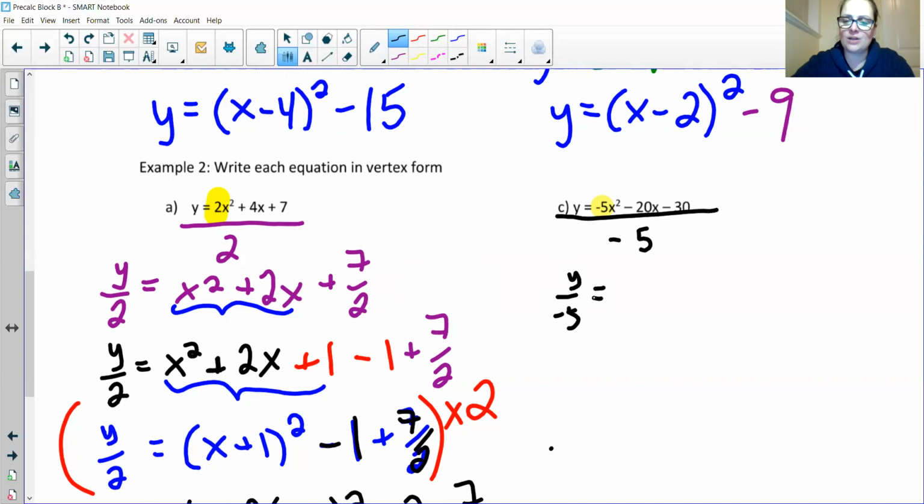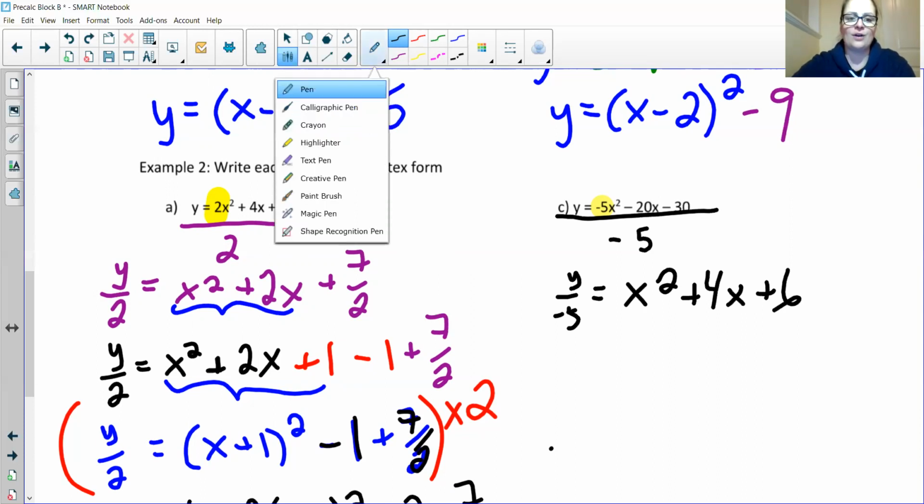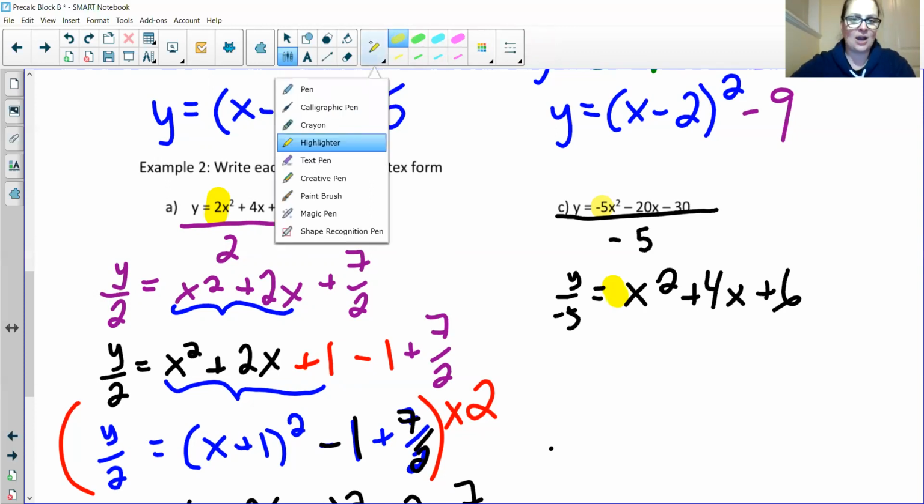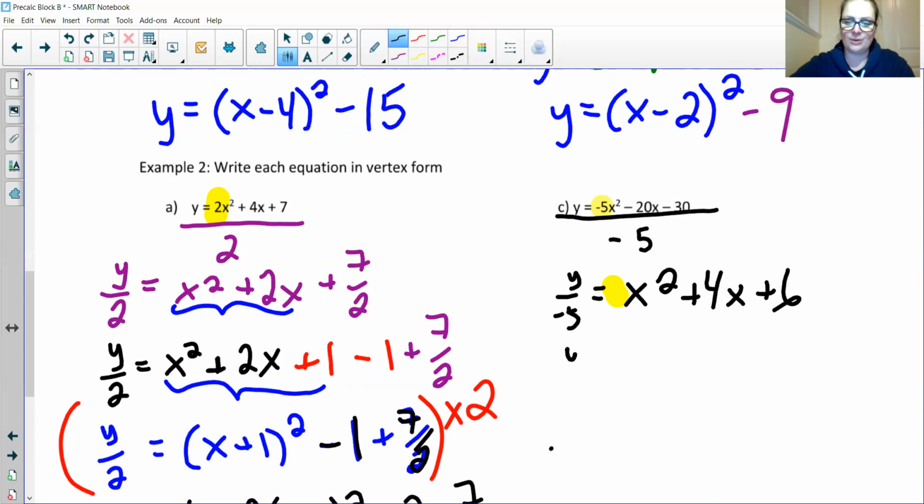So negative 5x squared divided by negative 5 is positive x squared. Negative 20x divided by negative 5 is positive 4x. Negative 30 divided by negative 5 is positive 6. And there we go. We have nothing except for a beautiful positive 1 in the A position, which means now we can complete the square. So we're going to rewrite this out, just holding that negative 5 over there so it stays out of our way for a second.